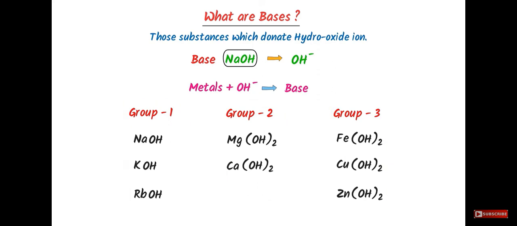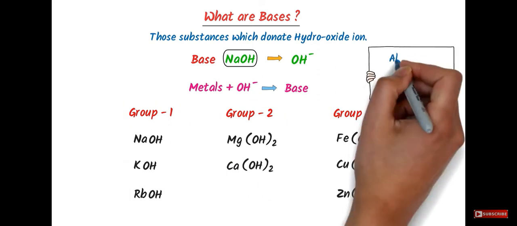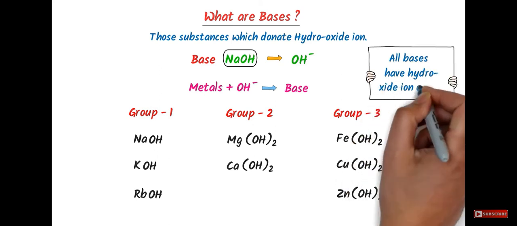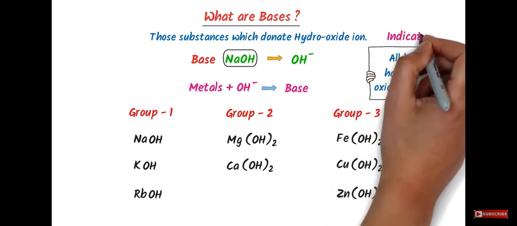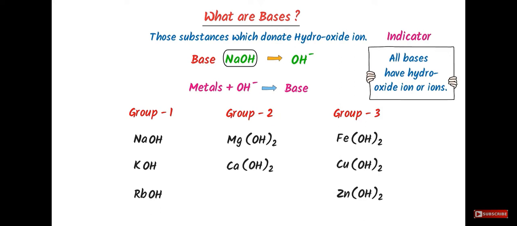Here, let me teach you one important point. Remember that all the bases have hydroxide ion. Let me repeat it. All the bases have hydroxide ion. So the hydroxide ion is the best indicator of bases. Thus, note down this important trick.